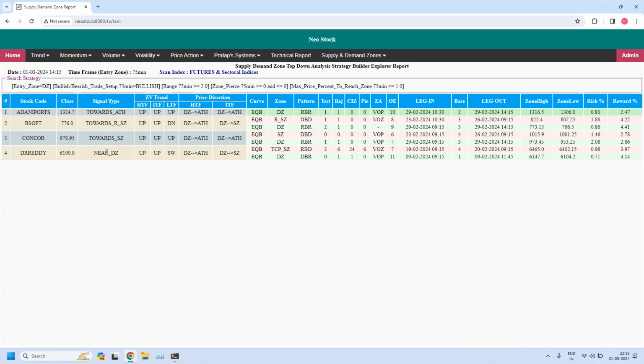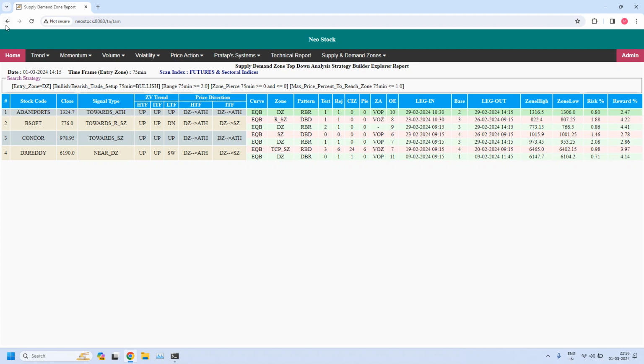If tomorrow the Dr. Reddy price is down by 1%, you will get an entry. Even the other stocks also, if they are down by 1%, you will get an entry. Already Concur, it gave an entry. I think now it is moving towards the supply zone. If in case tomorrow once again it comes, you can take a trade, but if it is already tested, if you don't want to trade on tested zones, then you cannot plan a trade.